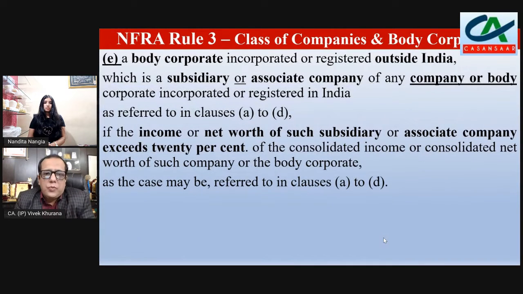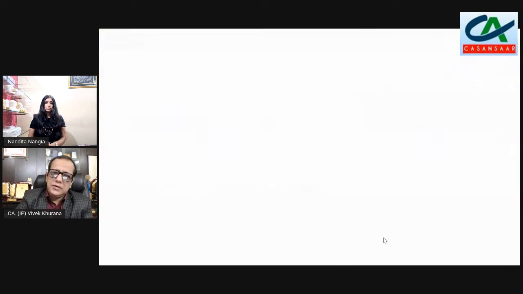And then next is body corporate incorporated or registered outside India. अगर कोई बॉडी कॉर्पोरेट आउटसाइड इंडिया इनकॉर्पोरेटेड या रजिस्टर्ड है, which is a subsidiary or associate company of any company or body corporate incorporated or registered in India as per clause A to D जो पीछे हमने डिस्कस किया था, and if the income or net worth of such subsidiary or associate company exceeds 20% of the consolidated income or consolidated net worth of such company or the body corporate, as the case may be, referred to in clause A to clause D. So in these cases, then also the auditor of these companies or the body corporate has to file the NFRA 2 form annual return on 30th November.